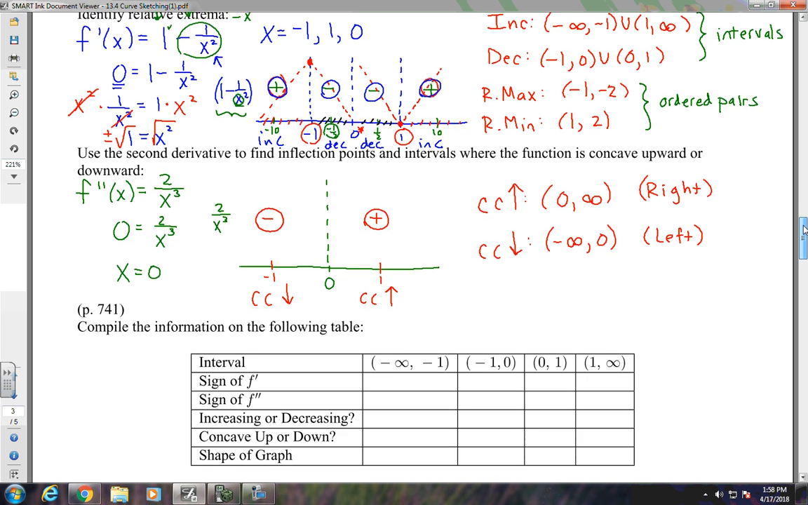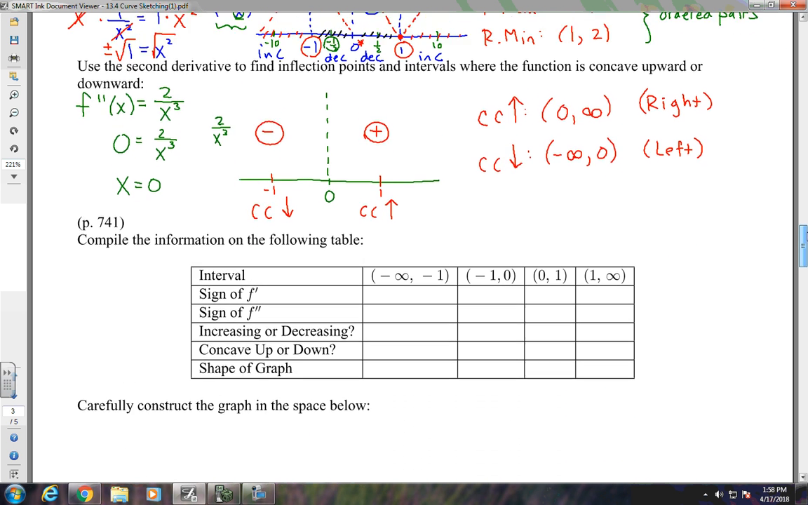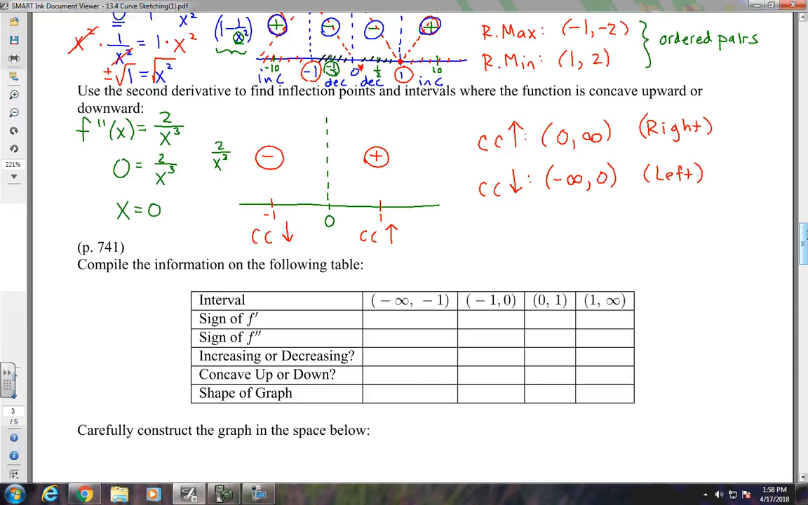Okay? That's a lot of information. Let's try and organize it using this table. Now we're going to break our number line up into 4 different intervals as described on row 1 of our chart. We want to look at the sign of the first derivative and the second derivative on each interval, and we're going to try to put that information together to figure out what the graph looks like.